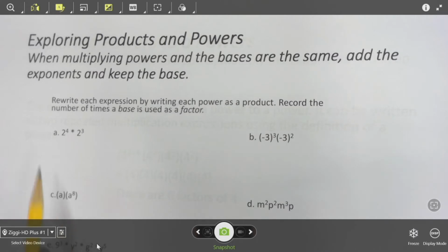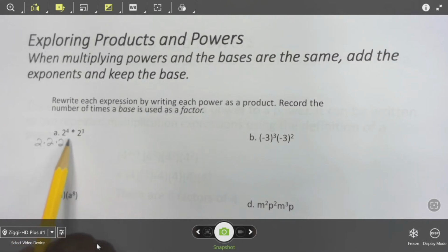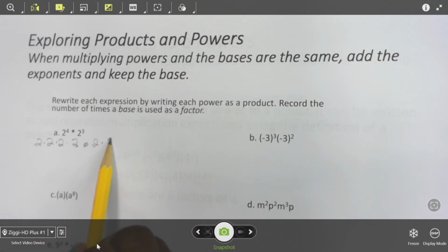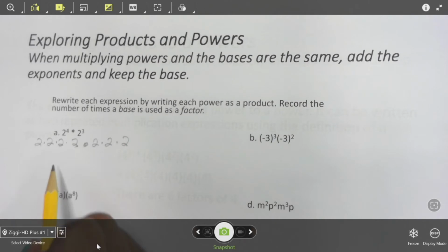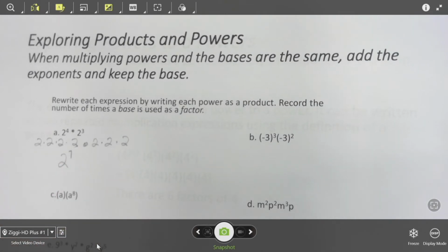Okay, so here we have 2 times 2 times 2 times 2 times 2 times 2 times 2. How many times is 2 written? 1, 2, 3, 4, 5, 6, 7. So now we've written this as a power. 2 to the 4th times 2 to the 3rd is the same as 2 to the 7th.